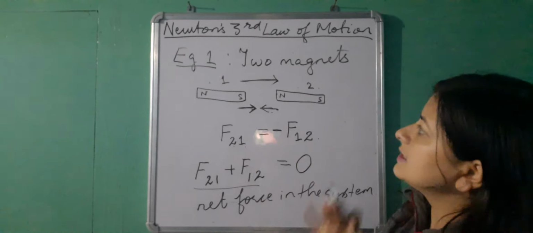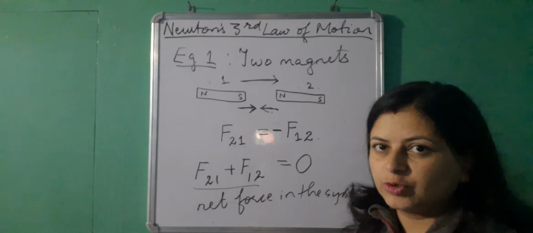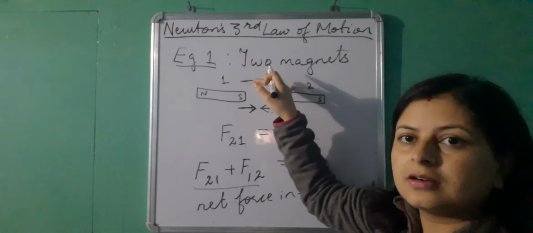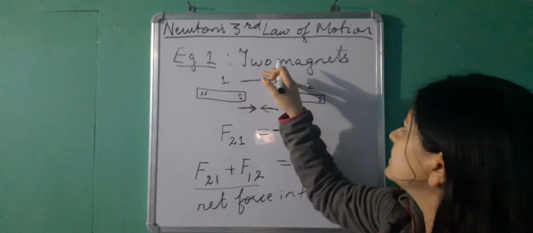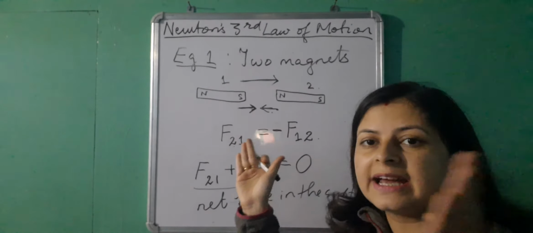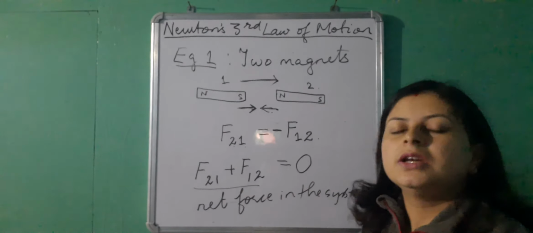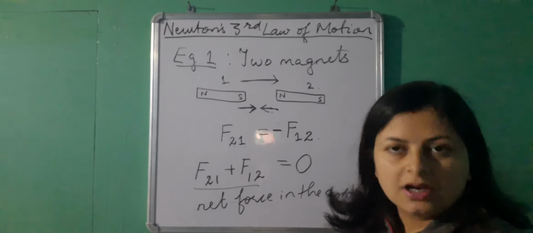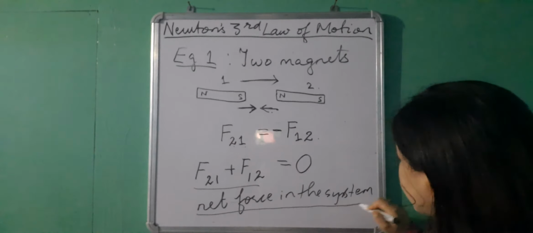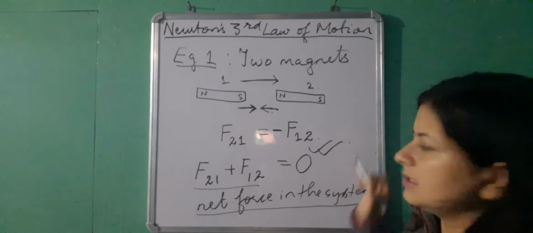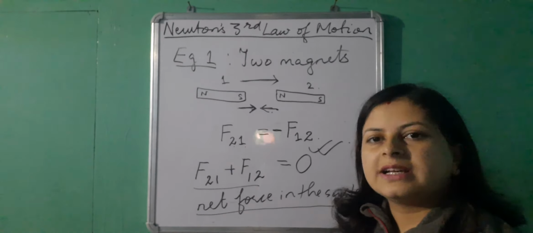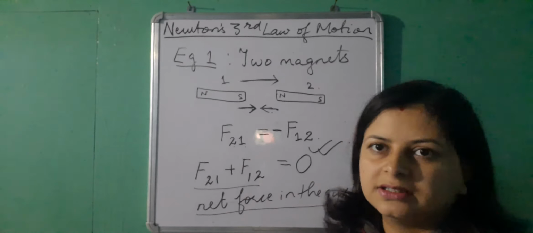So this is an application of Newton's third law of motion, where one magnet is exerting a force on the second magnet, and the second magnet is exerting the same amount of force on the first magnet as well. That is why they are getting attracted to each other with an equal amount of force. And lastly we have seen that the net force acting on the system is equal to 0, because the two forces being equal and opposite in direction, they are just going to cancel out each other.